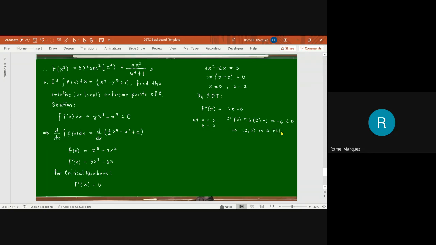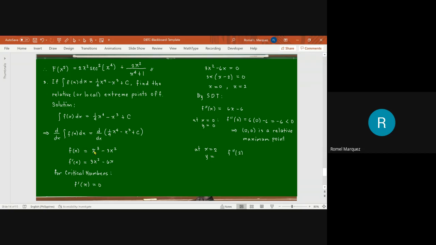So at the point where x equals 2, what is the partner when x is 2? Let's go back to the function. 2 cubed, what is that? 8, right? Minus 3 times 4 because 2 is squared. So the partner is negative 4. So we have the point 2, negative 4.